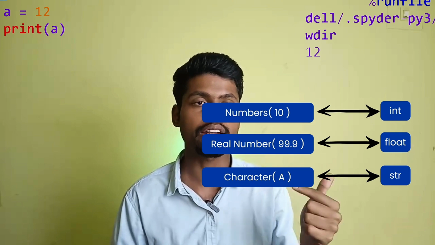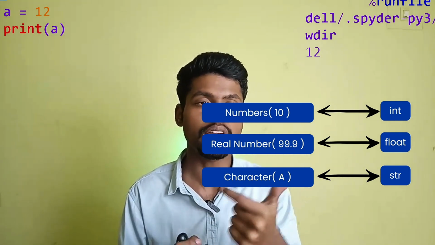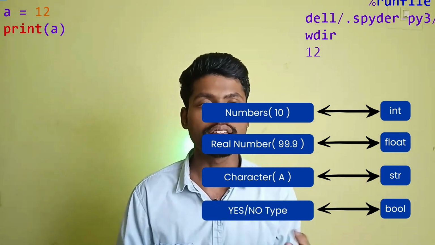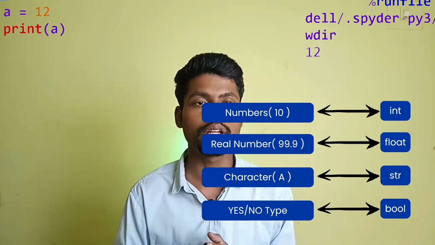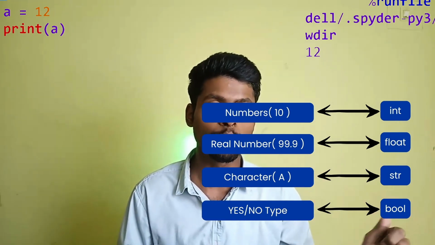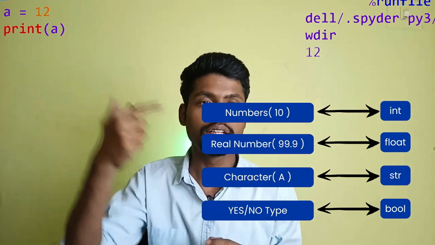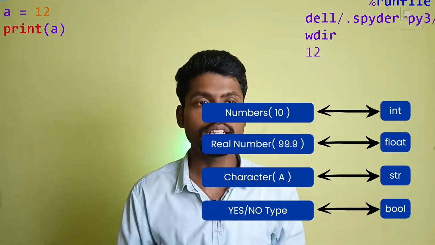Then we have the characters data type. The characters data type is known as a string. Technically, we call the character data type a string data type. The extension of the string data type is str. Then we have the yes or no data type, the Boolean data type. Technically, we say Boolean data type, and the extension of the Boolean data type is bool. This Boolean data type is written as true or false. If we give any condition, then it will return true or false. Hope I am clear. Let's write the code.